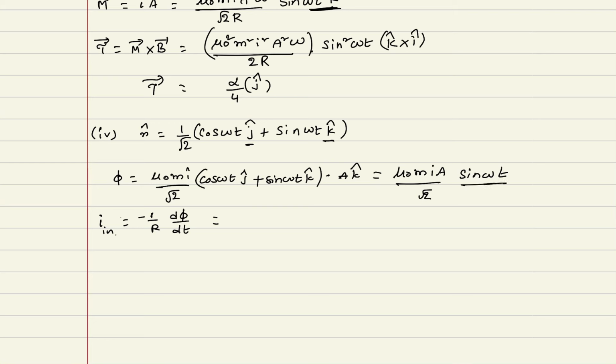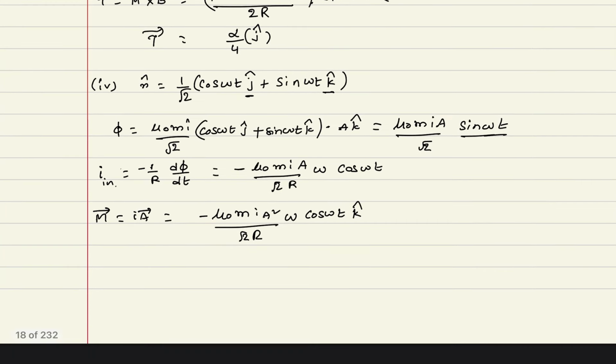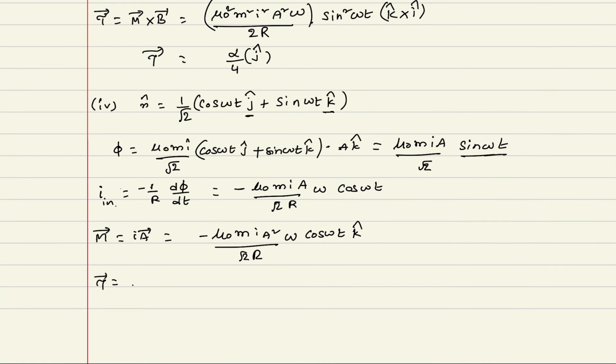Okay, so you can write the differentiation of sin omega t is omega into cos omega t. So you will get minus only here: mu naught Mi A divided by root 2 into R into omega cos omega t. Okay, so the magnetic moment value is I into A bar. If you write I into A bar: minus mu naught Mi A square divided by root 2 into R, cos omega t, into A bar value, which is A into k cap.